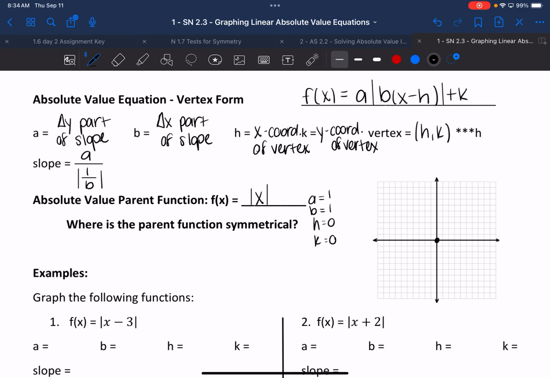And then we said that our slope, right, which is made up of a and b, in this case would just be 1 over 1, right? So I would just be going up 1 and over 1 to plot this graph.